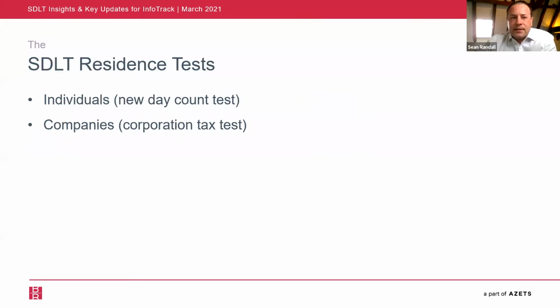All right. So 2 tests. One is specific to stamp duty land tax. That's the test for individuals. And the other is for companies. So there are 2 tests depending on what type of buyer buys, whether it's an individual or a company. As I say, for individuals, it's a new specific stamp duty land tax test, and it is based on counting days, whereas for companies, it's aligned for the most part to the test for corporation tax. And we'll look at both.